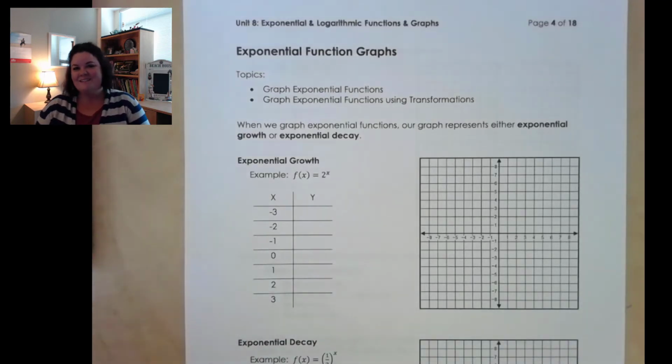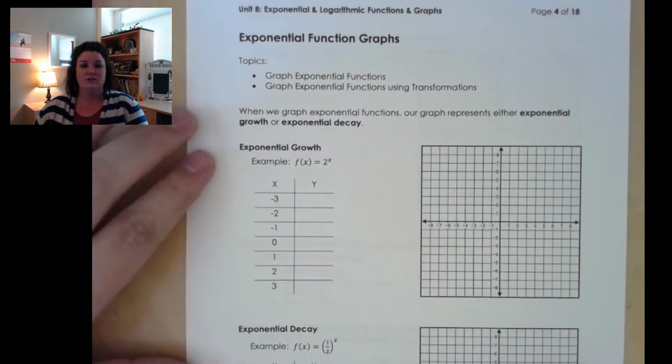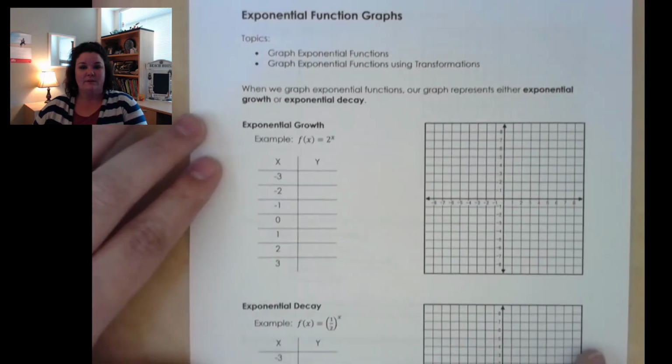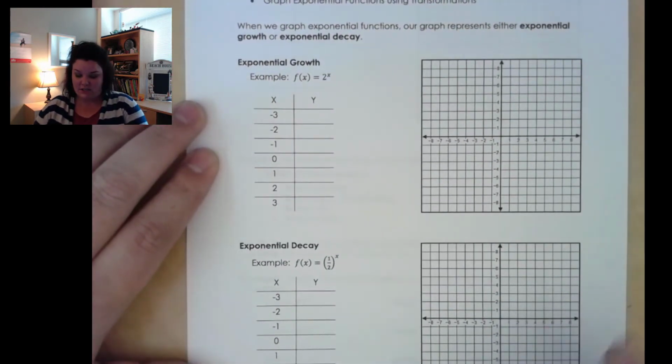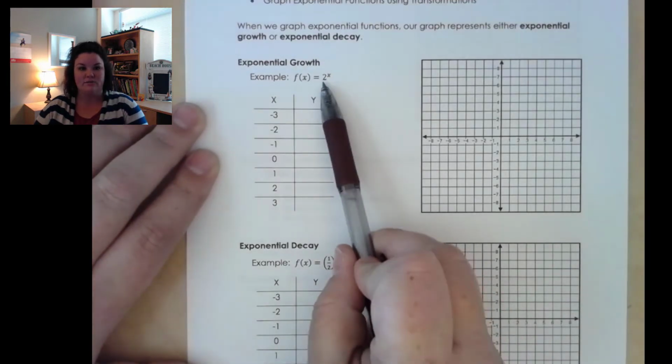Okie dokie. So let's go ahead and move on to exponential function graphs. In this section, we are going to be looking at graphing exponential functions and then doing transformations on those graphs. There are two types of exponential functions we can have. We can have an exponential growth or an exponential decay, and that is just dependent on what base we have.